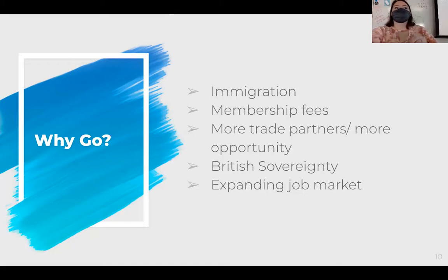Number two was membership fees, okay? Being a part of the European Union isn't free. There were millions of dollars in membership fees that the UK had to pay to be a part of this union with all of its benefits, okay? That money came from the public's taxes, okay?